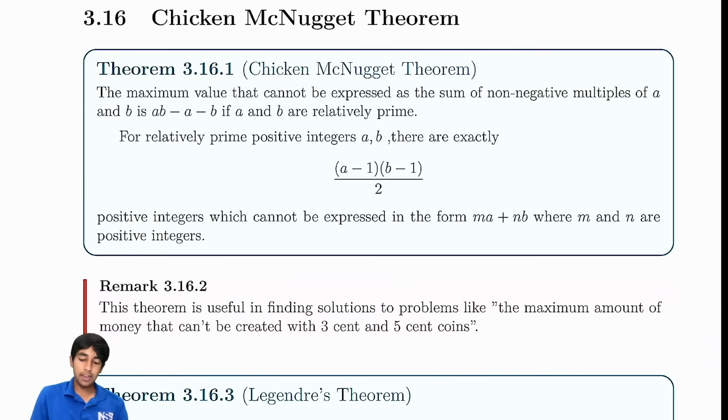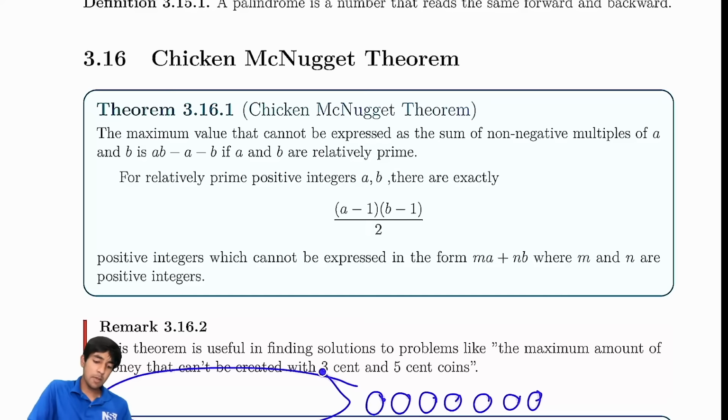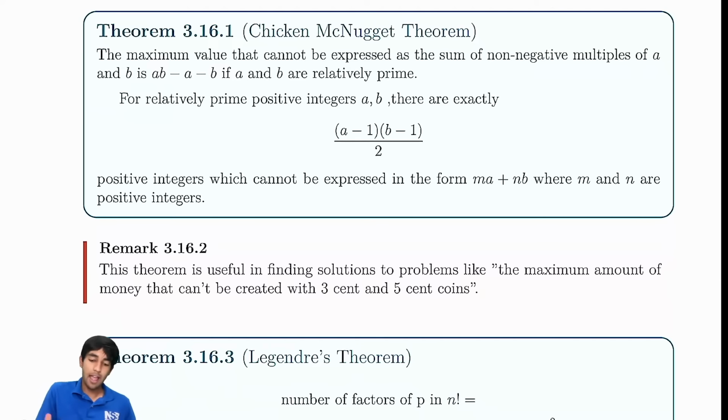Okay, now here are some more miscellaneous concepts. Chicken McNugget theorem. Let's say you have some item. What's the maximum amount of money that cannot be created with 3 and 5 cent coins? What this is saying is that after a certain point, every value can be made with 3 and 5 cent coins. In the beginning, there are going to be many holes, many things you can't yet make. For example, you can't make 1 cent, you can't make 4 cents, you cannot make 7 cents. Eventually, there's going to be a maximum amount of money you can't make. And the formula for that is pretty simple. It's just AB minus A plus B.